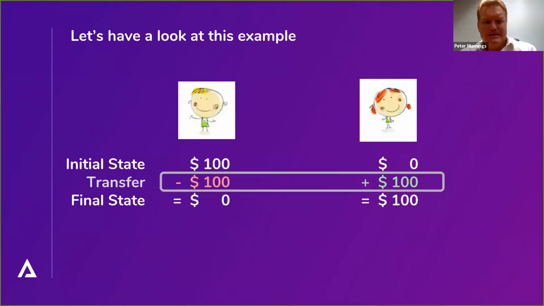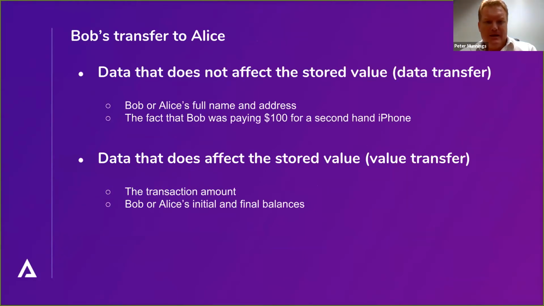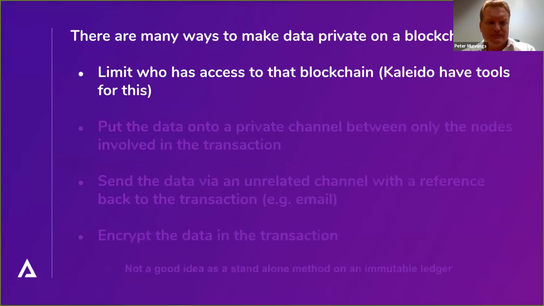So let's go back to our example with the debits and the credits. Now, data in this situation that does not affect the stored value is things like name, the fact that Bob was paying $100 for a second-hand iPhone. Data that does affect the stored value, so that's value transfer, is obviously the transaction amount itself, and then the initial and the final balances. Those are all intrinsically involved in the value that is stored on this blockchain network.